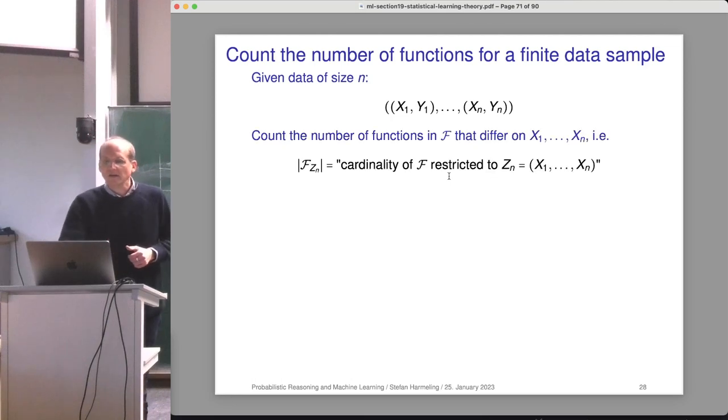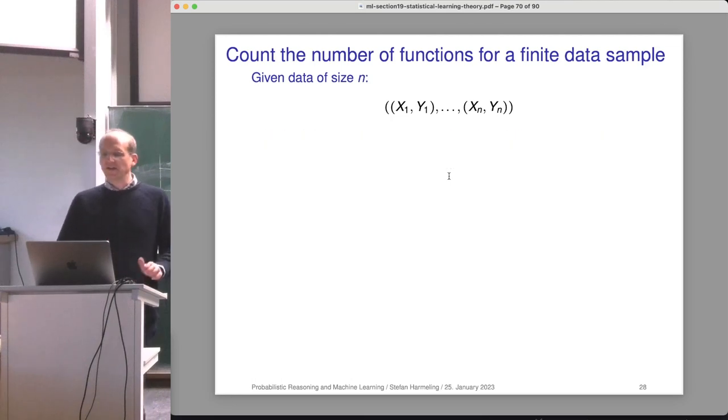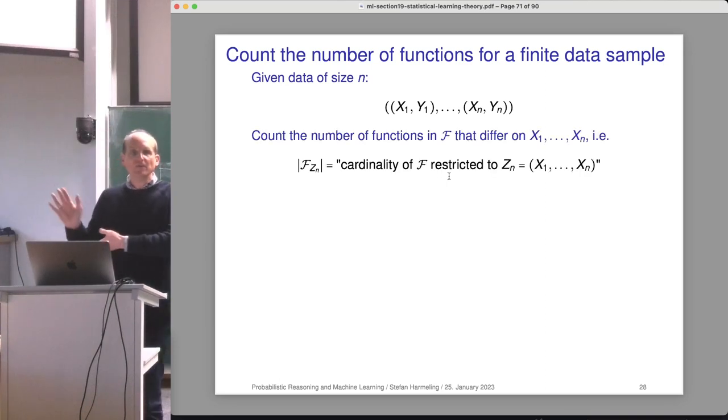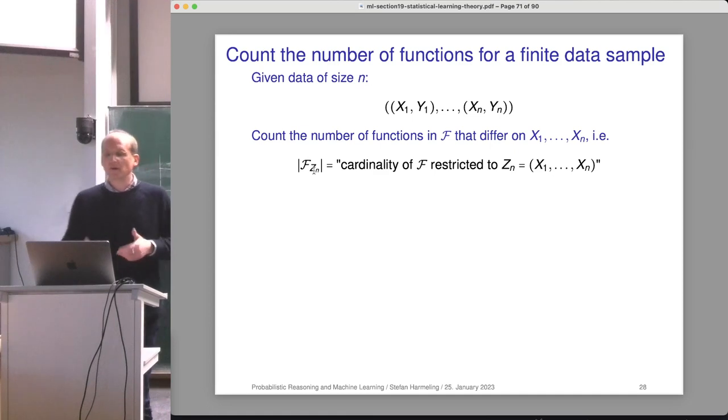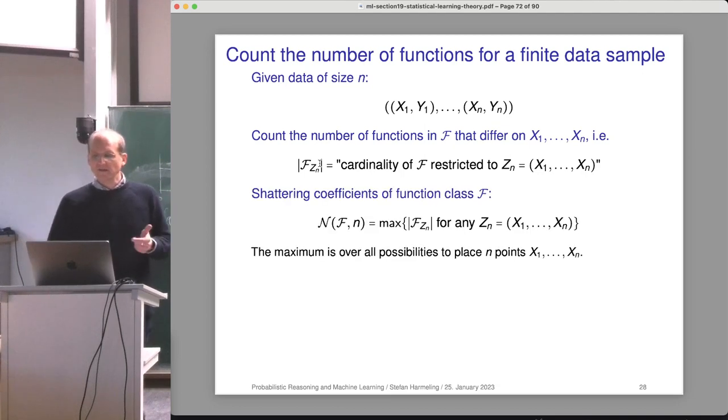So let's count the number of functions for a finite data sample. Here's my finite data sample, x1 to xn. Let's give a name to the number of different functions that are possible. So let's count the number of functions in my function class that differ on x1 to xn. So basically, z1 to zn are these locations, and this is the number of functions, or all the functions which do differ on x1 to xn. And then the bars make it the cardinality. So I'm counting.